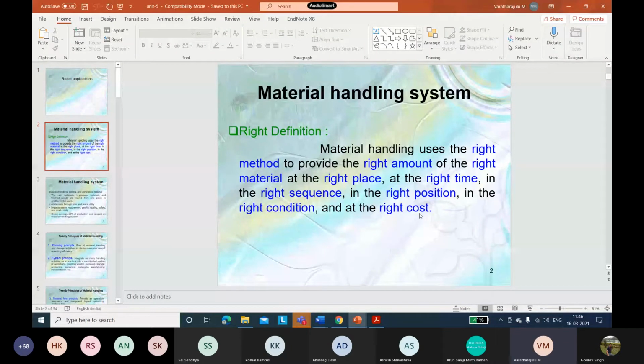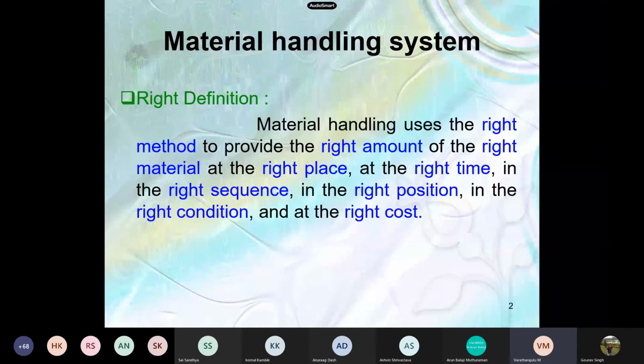Material handling. The main principle that we need to remember during material handling is to use the right method and to provide the right amount of the right material at the right place at the right time in the right sequence, with the right position in the right condition, and that too at the right cost. These are the things we need. There are nine different rights we need to remember during material handling with the aid of the robotic arm.